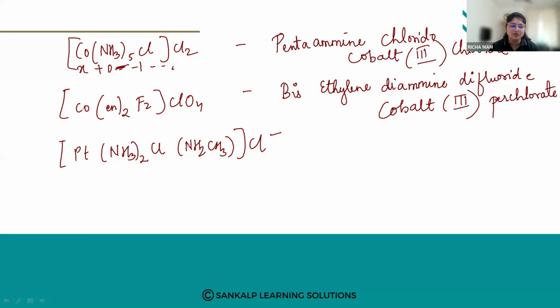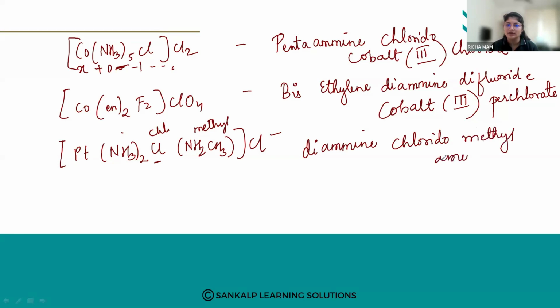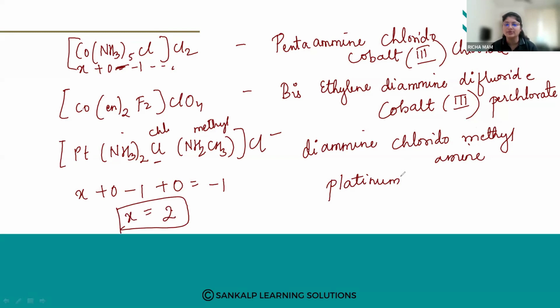Next one, we have amino, chlorido. Then we have methylamine. Which will come first? This is M, methylamine, this is chlorido. So your name will be diamine, chlorido, methylamine. Then we have platinum. The charge on the platinum is what? X plus 0 minus 1 plus 0 equals minus 1. So X will be 2. The charge will be 2. So platinum 2 chloride.